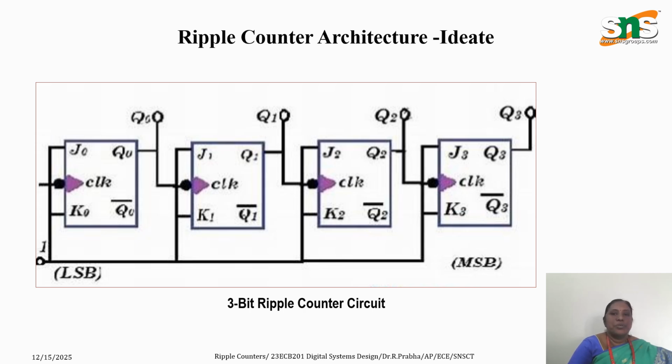So this circuit shows the 3-bit ripple counter. For this ripple counter design, we can use either JK flip-flop or T flip-flop. If we see the diagram, the leftmost flip-flop receives the clock signal, and the output of the first flip-flop, that is Q0, acts as a clock for the next flip-flop, and similarly it goes on continuously. So LSB is the left flip-flop, and MSB, the most significant bit, is the right side flip-flop.